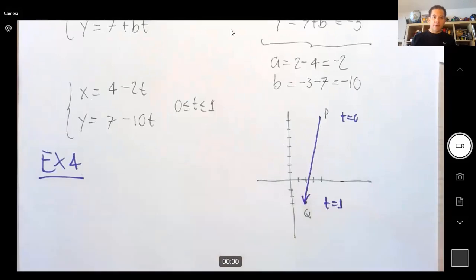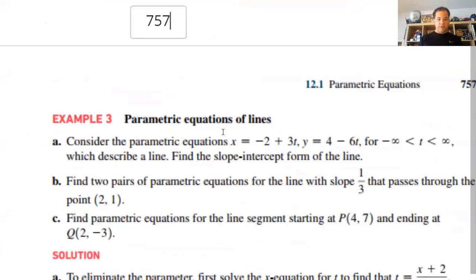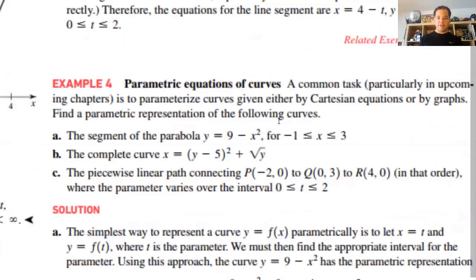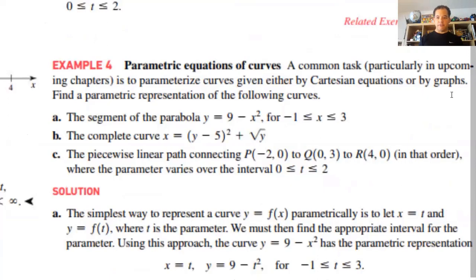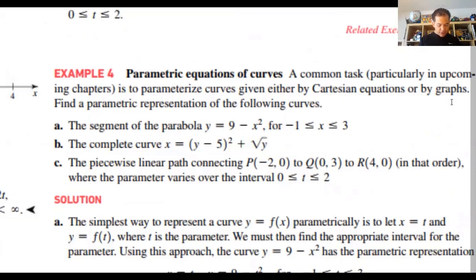Right, let me show it on the book. All right. So we want part C right here. It says: parameterize the piecewise linear path connecting P (-2, 0) to Q (0, 3) to R (4, 0) in that order, where the parameter varies over the interval 0 less than or equal to T less than or equal to 2. So I'm going to start by drawing the picture of what we want.